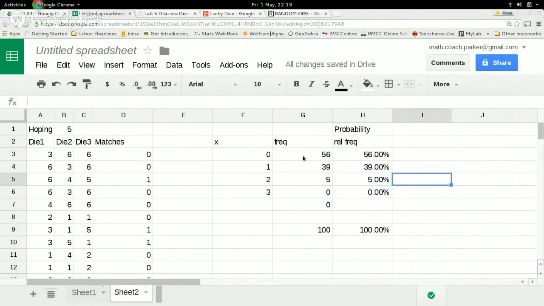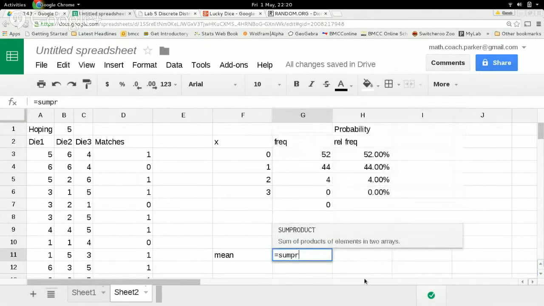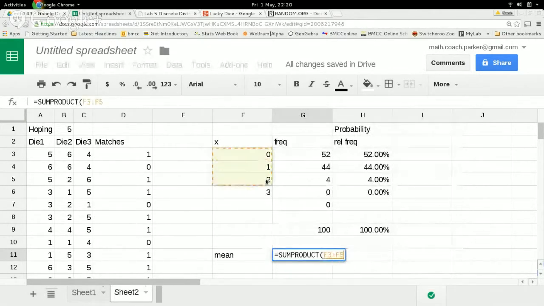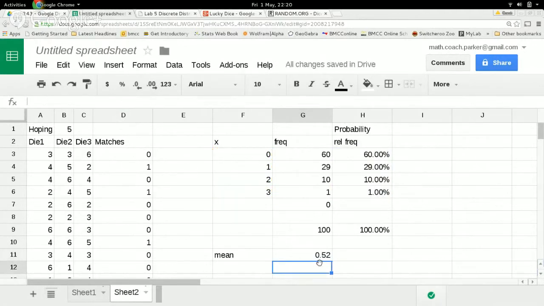Okay. So what I've calculated here is a probability distribution, which represents this column and this column right here. To find the mean of a probability distribution, we went over this in class, I have to multiply each outcome, 0, 1, 2, or 3, by its probability, and then add those up. That's a formula called sum product. So I want to find the mean of this distribution. Equals sum product of my x's times my probabilities separated by a comma. And so here I find the mean is about 0.5.